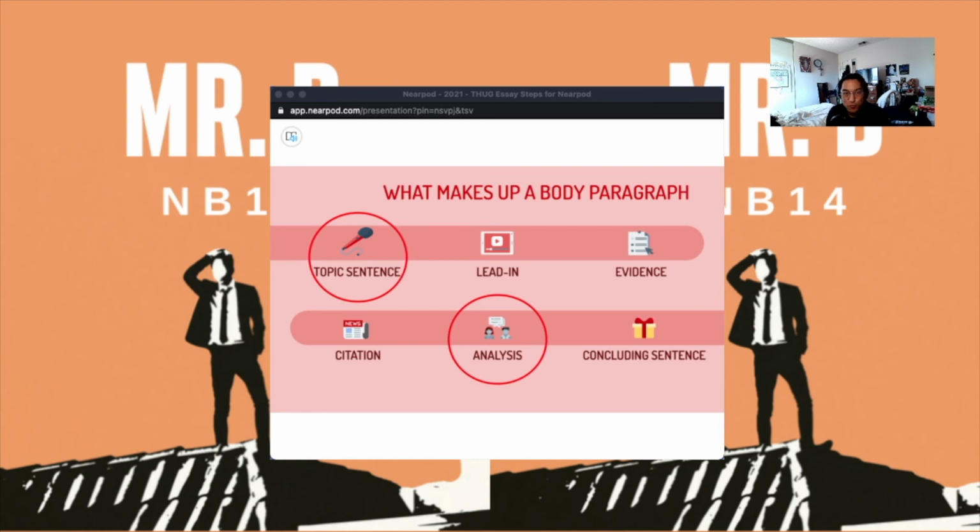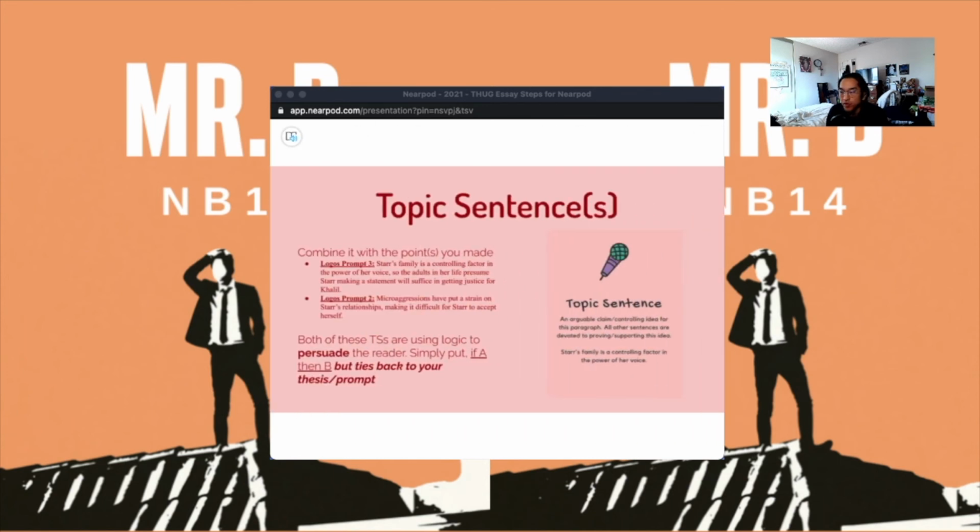Analysis is pretty straightforward, like I just mentioned, so there's not really an example for that one. But let's look at topic sentence first. So topic sentences. Let's take the topic sentence we wrote earlier and incorporate logos into it. At the first bullet point, logos, prompt number 3. Star's family is a controlling factor in the power of her voice, so the adults in her life presume Star making a statement will suffice in getting justice for Khalil.